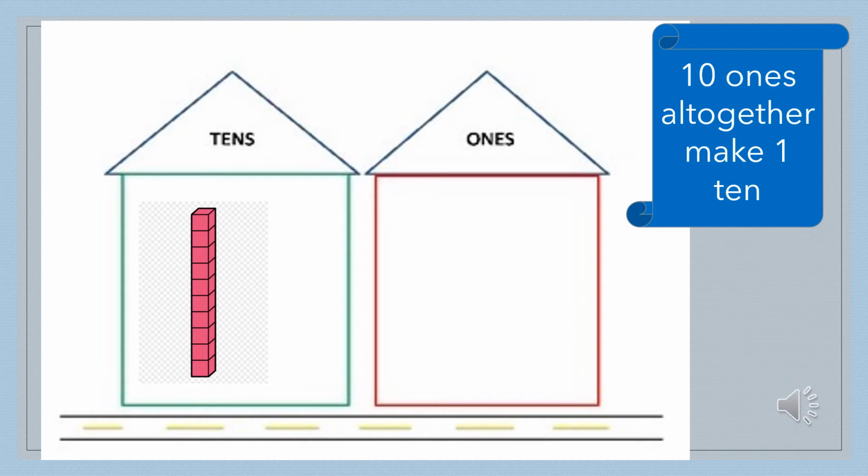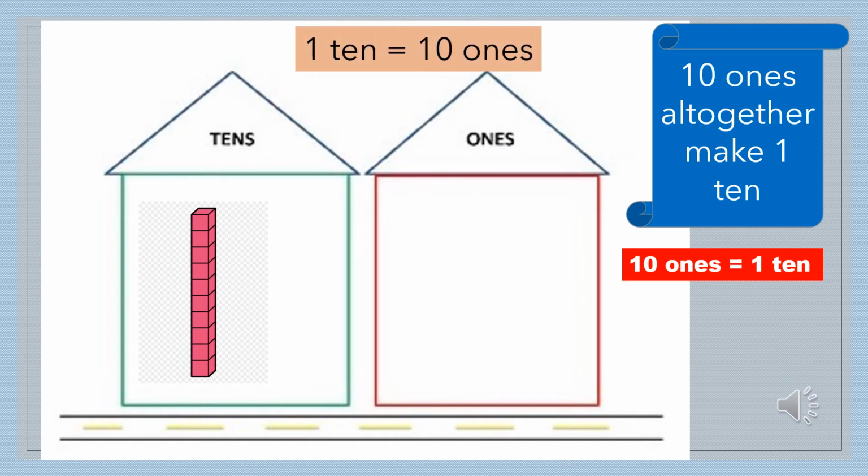And number 10 has 1 ten in it and 0 ones in it. And we have learned 10 ones altogether make 1 ten. That is, 10 ones is equal to 1 ten and 1 ten equal to 10 ones. Okay, clear to you?